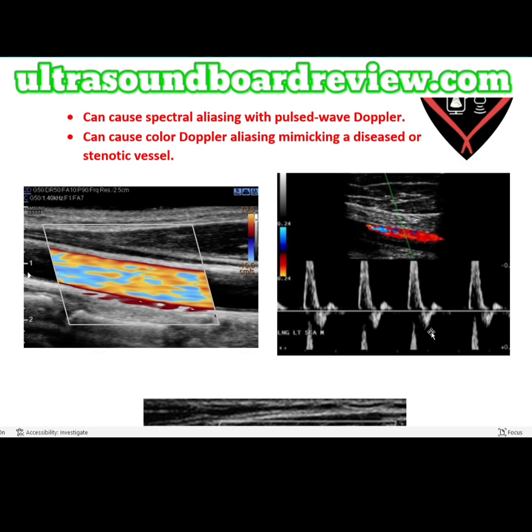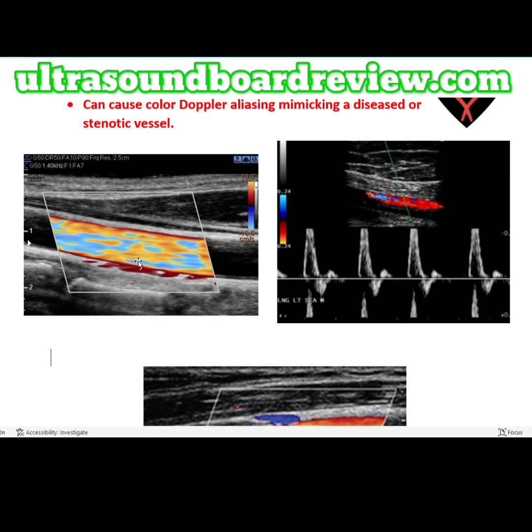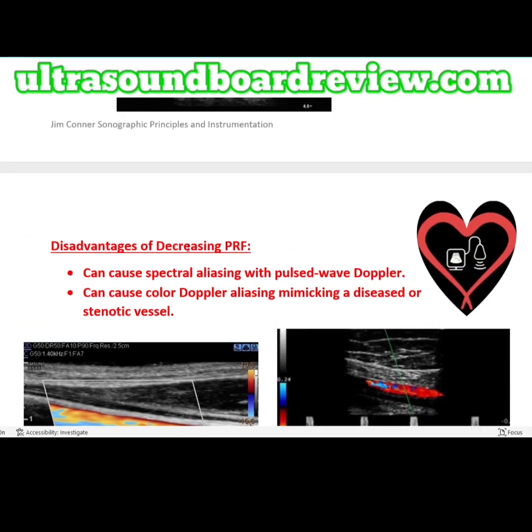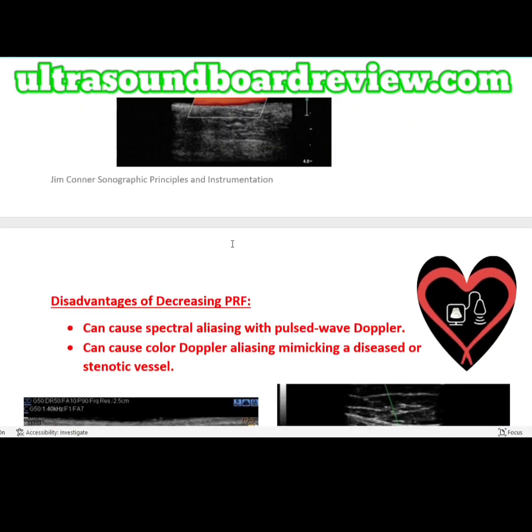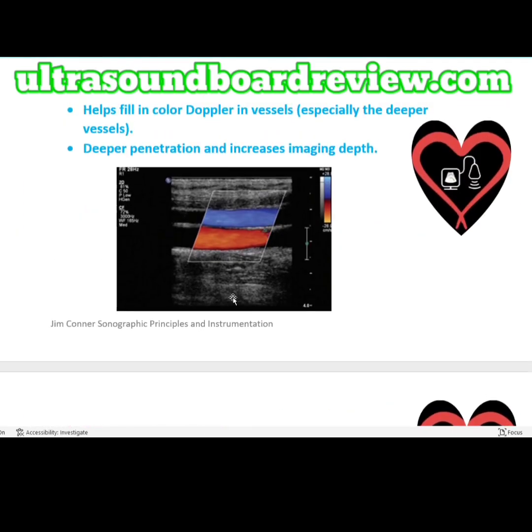All the sonographer has to do is increase the PRF to make this image here look like this image here. Then as far as this image here, once the PRF is increased, it's going to look more like this image here. Here's another example of color Doppler aliasing, and the problem with this artifact is it can mimic disease or a stenotic vessel, because you're going to see the same type of artifacts in a true stenotic vessel. When this happens and you know the vessel is not diseased, just increase your PRF and it's going to look more like this one here.